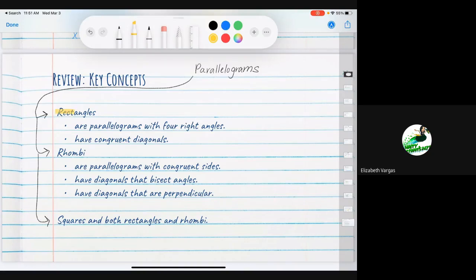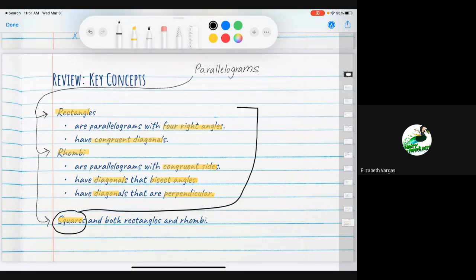So if it is a rectangle, then we'll have all 4 right angles and then we'll have congruent diagonals. If it is a rhombus, it will have all congruent sides. Its diagonals will bisect the opposite angles and its diagonals will be perpendicular. Okay? And then if it's a square, it's going to go ahead and satisfy every single one of these criteria. Why is that? Well, because a square is both a rectangle and a rhombus. Okay? And so we'll see how this applies whenever we answer practice problems tomorrow.